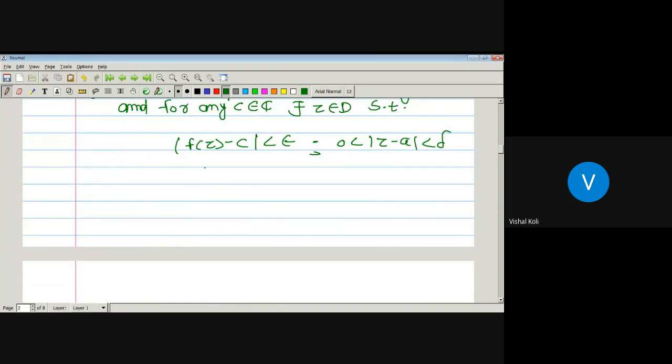So whenever we prove modulus of f(z) minus c is less than epsilon for 0 less than modulus of z minus a less than delta, then f(D closure) must be equal to c, and that is what we have to prove. Okay, let us take this as equation number 1.